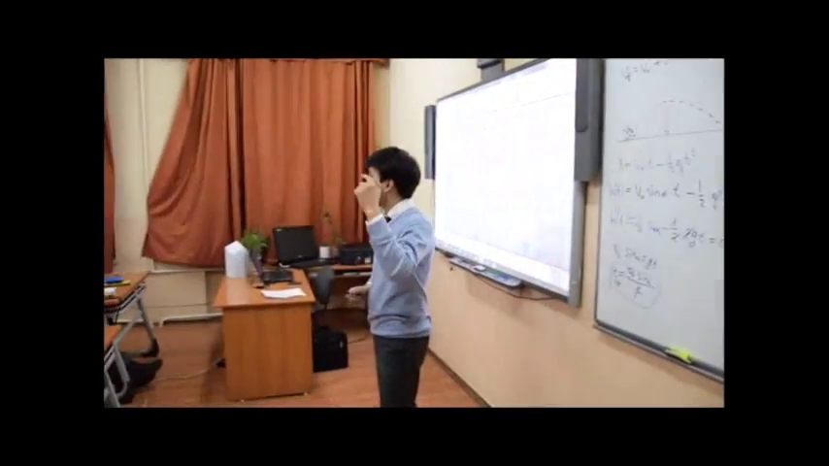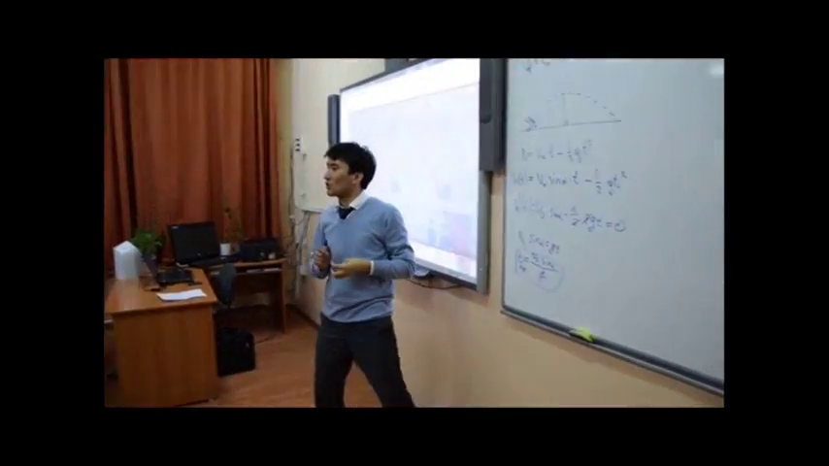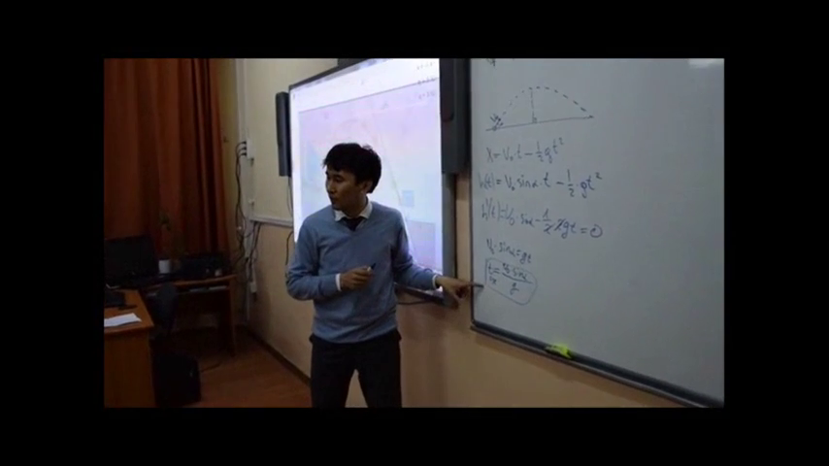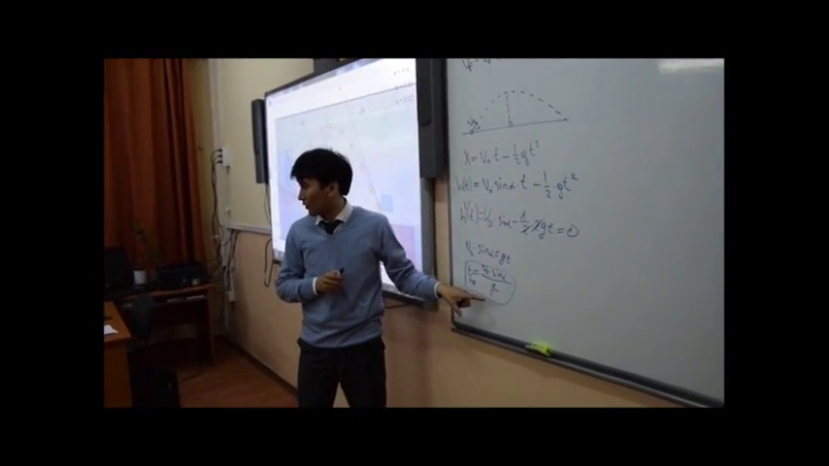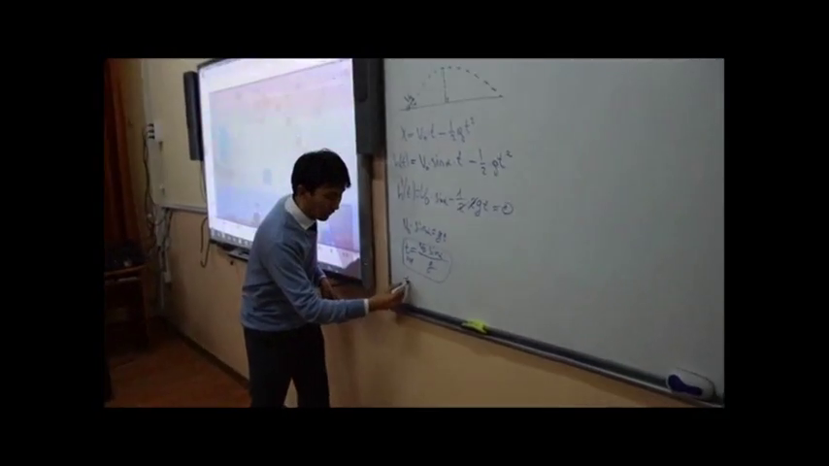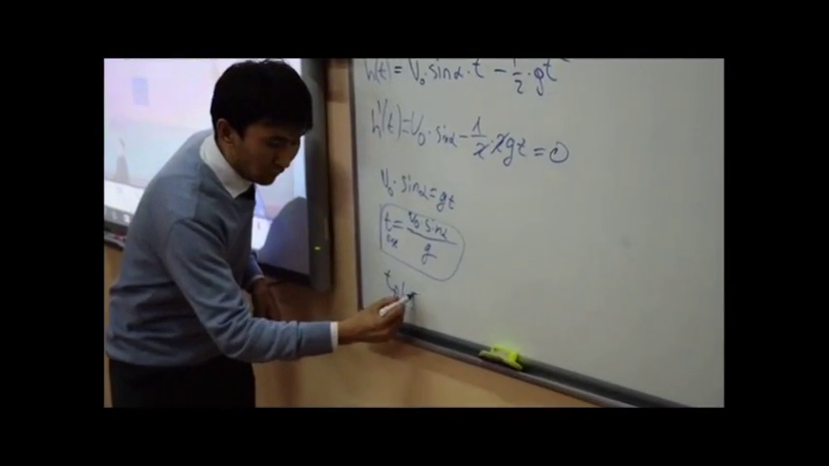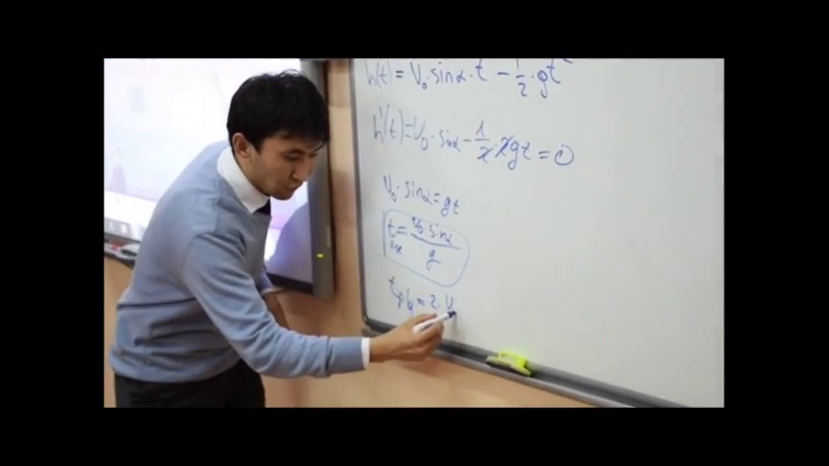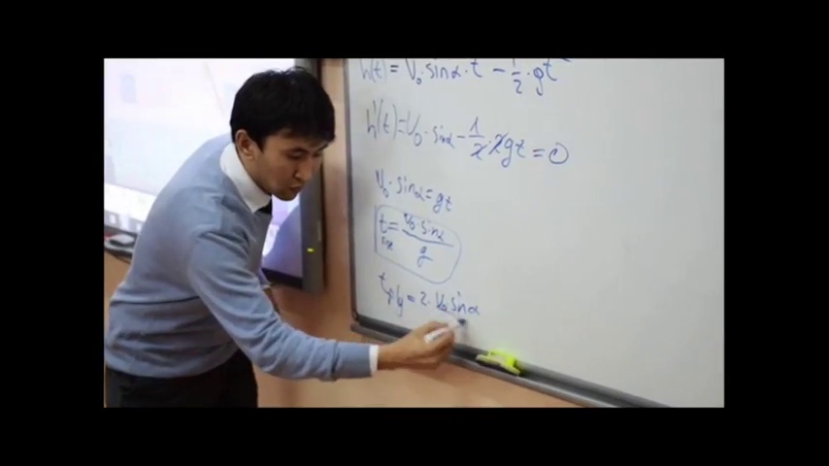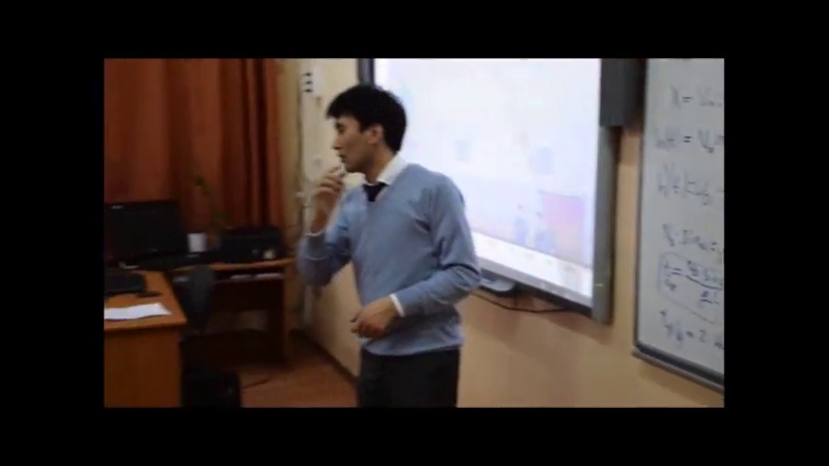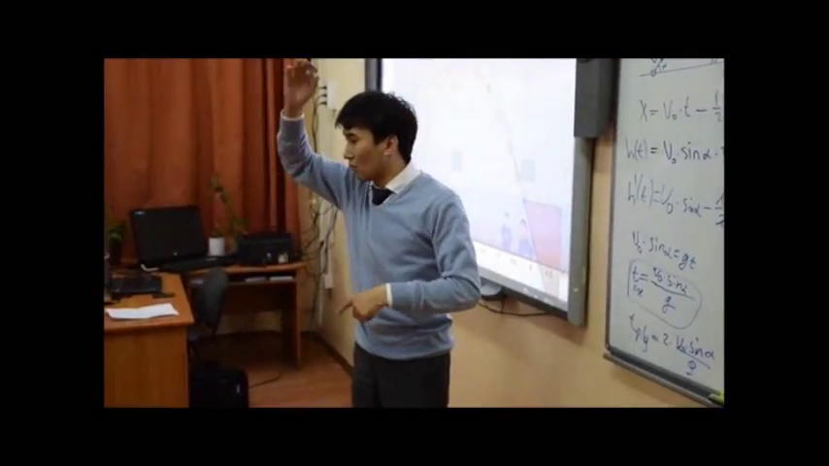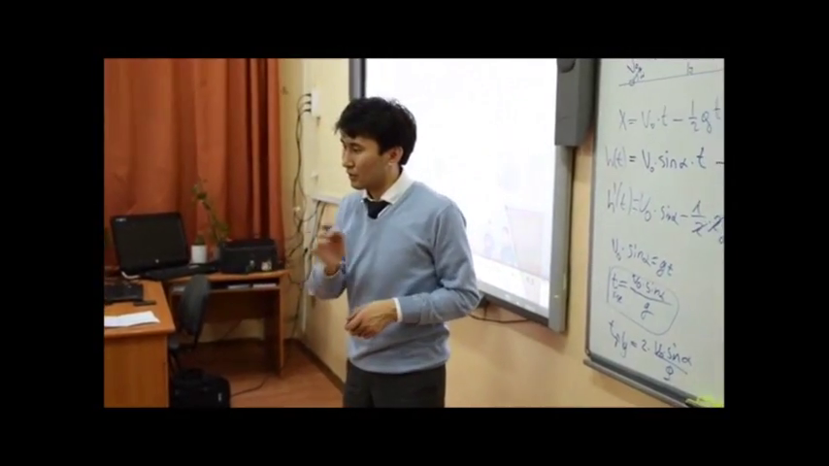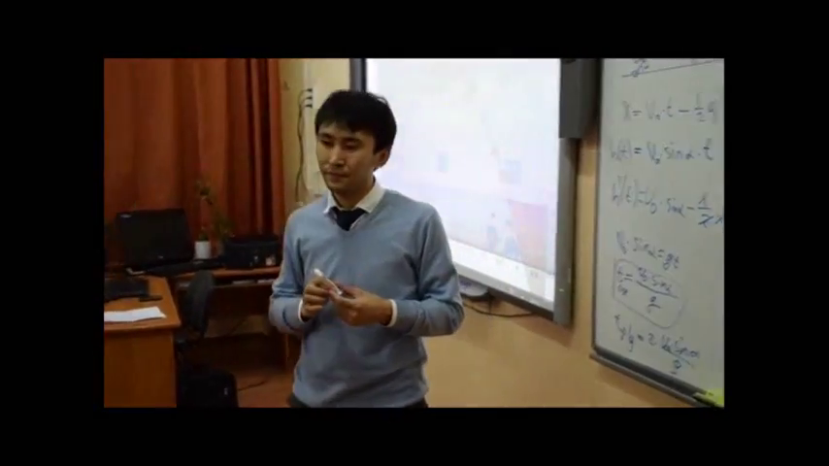Also we have what, time fly, yeah? What can you say about time fly? Time fly is twice of time rise. Time fly is twice of time rise, that is 2 V initial sine alpha over g. Now this one was about the vertical maximum height. Yes. Now about horizontal distance, maximum horizontal distance.